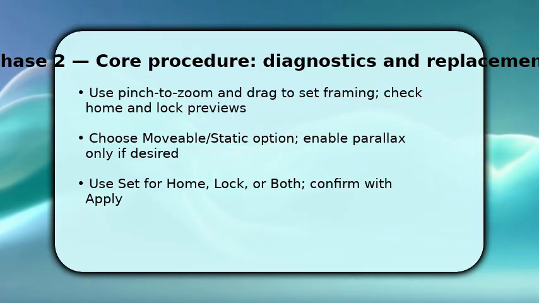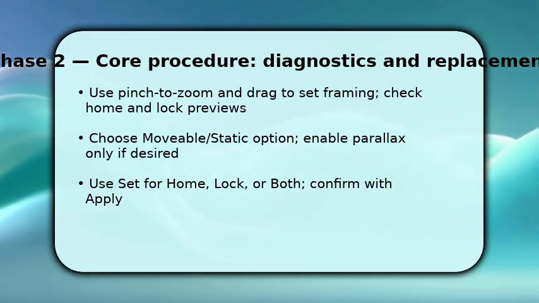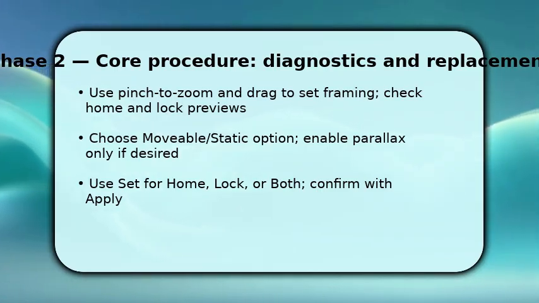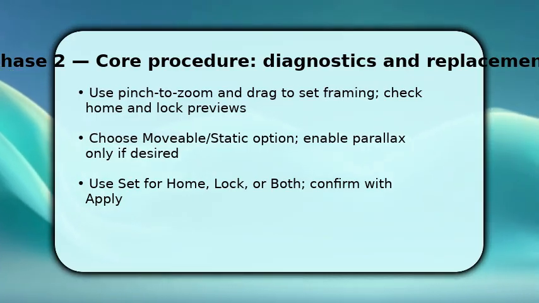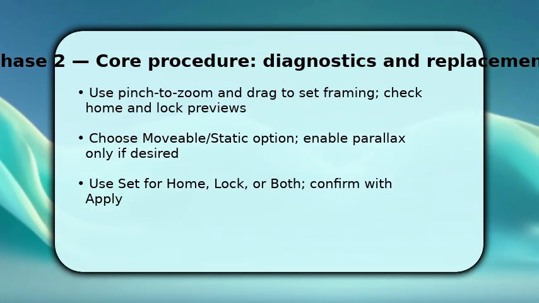Make a conscious choice between movable parallax and static. Parallax adds motion, but may hide app labels. Then choose whether to set for home, lock, or both. Tap Apply to save the setting. This writes the change immediately to your launcher and system.